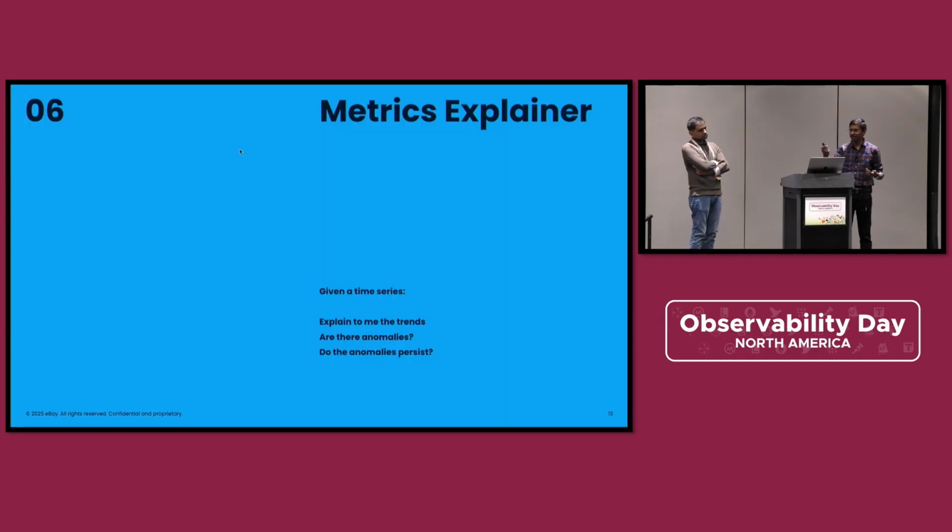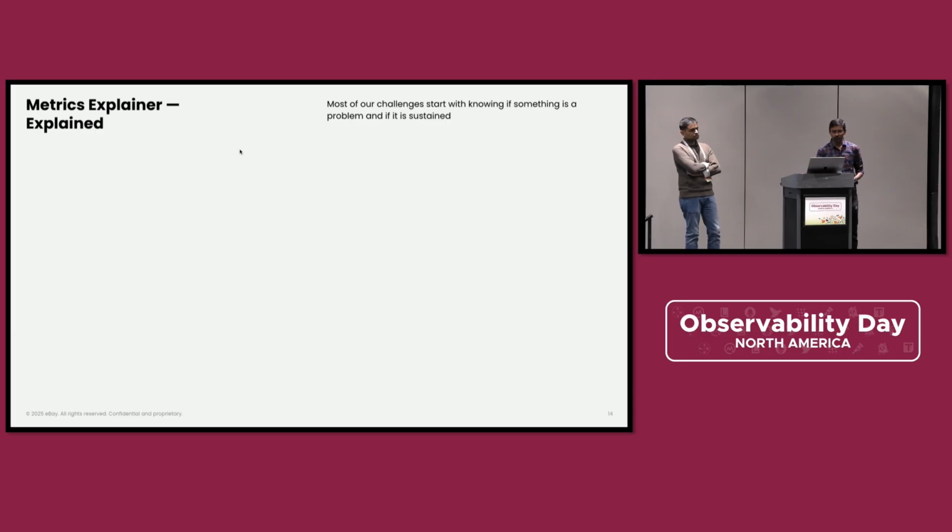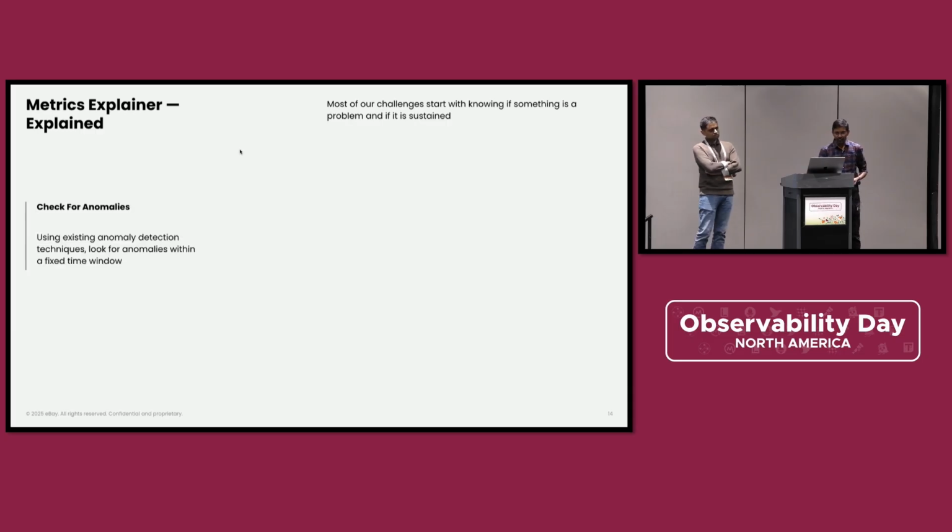And finally, the one that I am personally very interested in is a metric explainer. Most of our triage process takes into account a handful of time series that we look at to see if behavior is in line with what is expected or not. So explain to me the trends: are there any anomalies, and if there are, do the anomalies persist? So, check for anomalies.